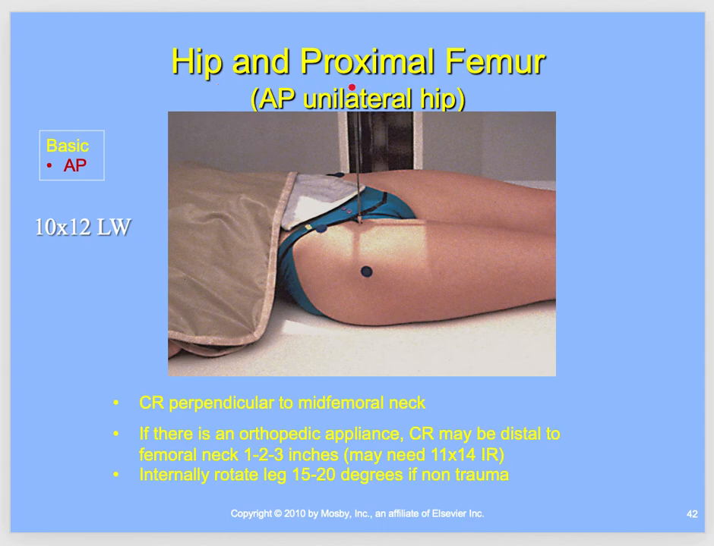So hip and proximal femur, AP unilateral hip. So this is individual hip, central ray perpendicular to the midfemoral neck. If there's an orthopedic appliance, central ray may be distal to the femoral neck, 1 to 2 to 3 inches, just depending on where you think that prosthesis is going to end. But you can also do proximal and distal femur. That way you have both on there and you get the entire orthopedic appliance. Make sure you rotate that leg 15 to 20 degrees in if it is a non-trauma.